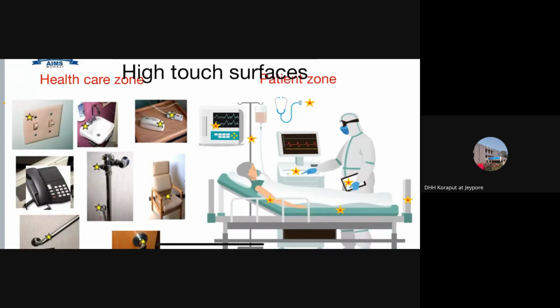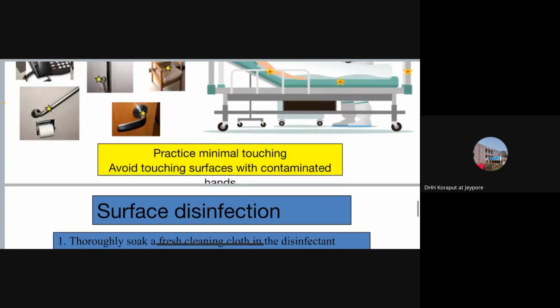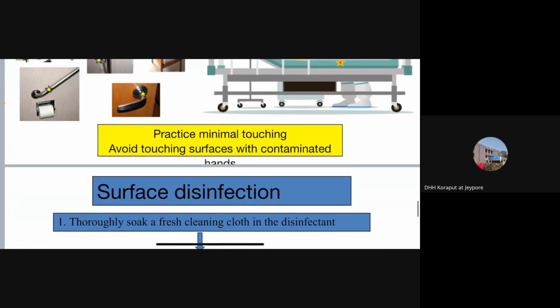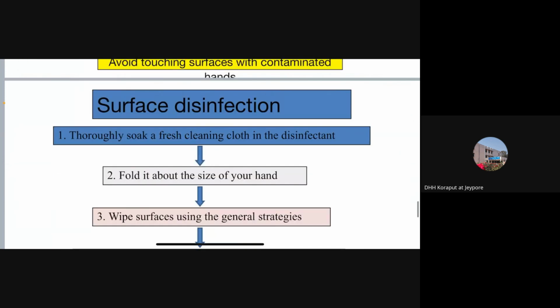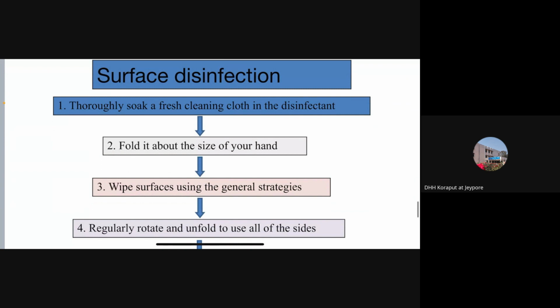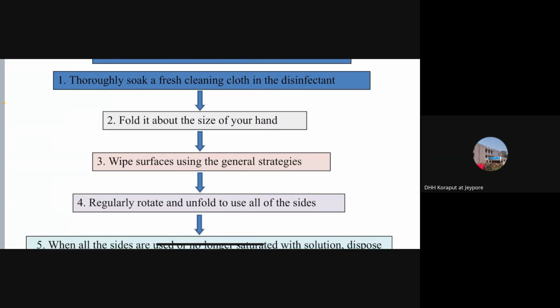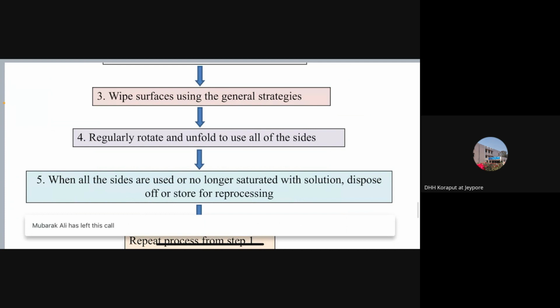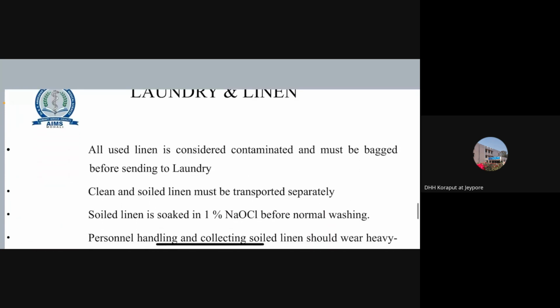So as I said, every surface should be disinfected. Practice minimal touching. Avoid touching the surfaces with contaminated hands. If it is surface disinfection you want to do, let's say you want to clean a table, thoroughly soak a fresh cleaning cloth in the disinfectant, fold it to about the size of your hand, and wipe the surfaces using a zigzag strategy. Regularly rotate and unfold to use all the sides, and repeat the process.